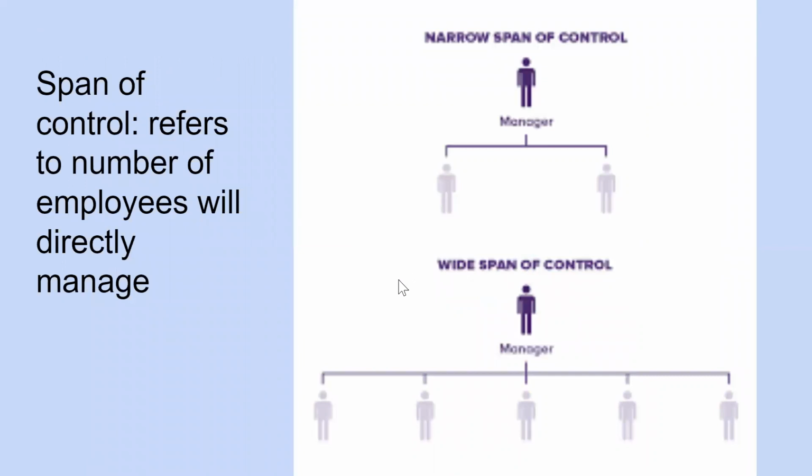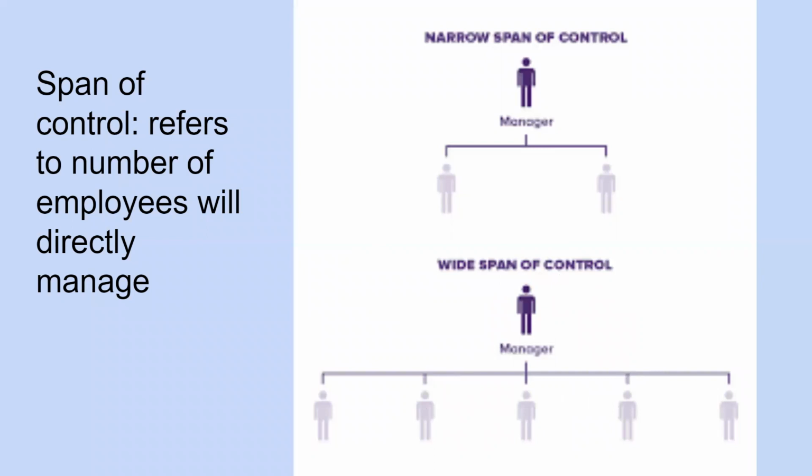And next we have a span of control, which refers to the number of employees a manager will directly manage. And so we have a narrow and a wide span of control. As you can see, in the narrow span of control, this manager is only managing 2 people. Versus the wide span of control, this manager has 5 people that they are managing. A narrow span, where a manager has a small number of employees, may mean that there are many managers within a facility, versus a wide span where the manager has a large number of employees they supervise.